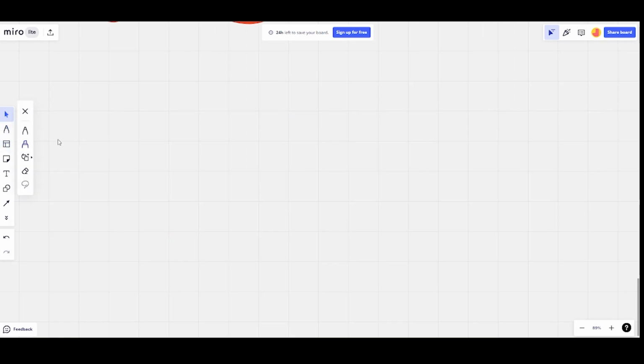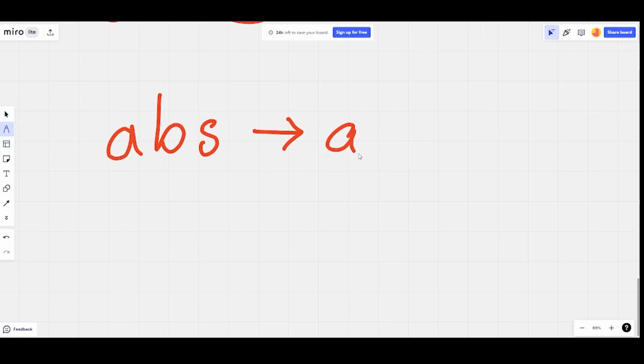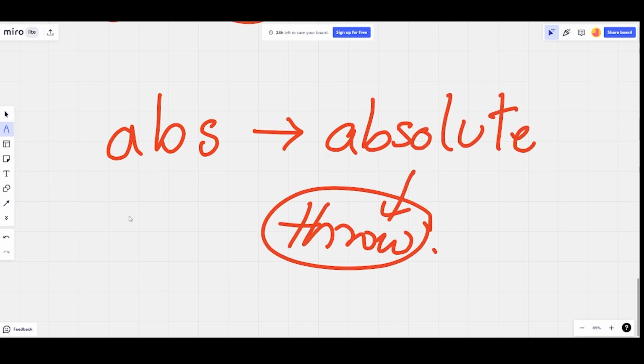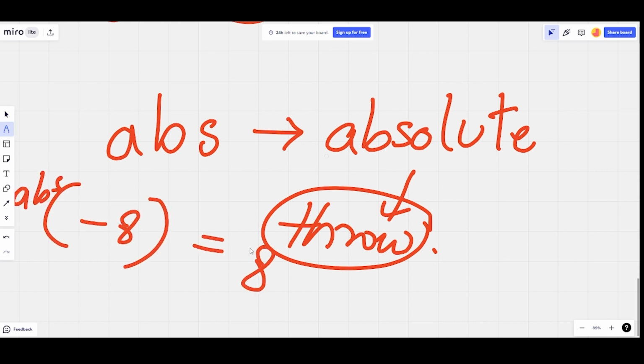Now we have the function which we call abs, or in full form, absolute. It will throw you the absolute number. That means if I write -8 inside the abs, what is the absolute of -8? It is 8. That is the absolute value, because we are only concerned about the value over here. So that is how abs works.